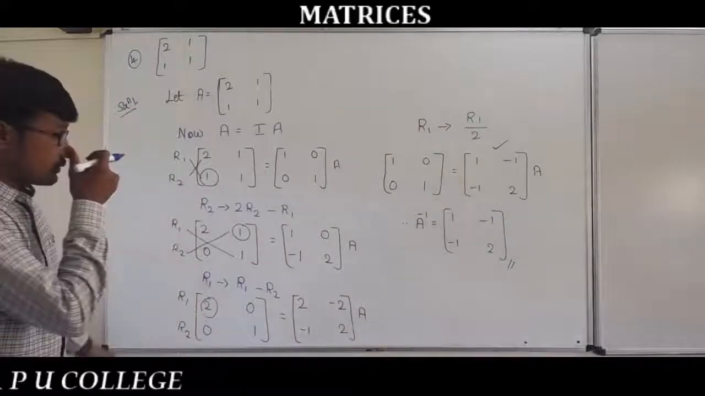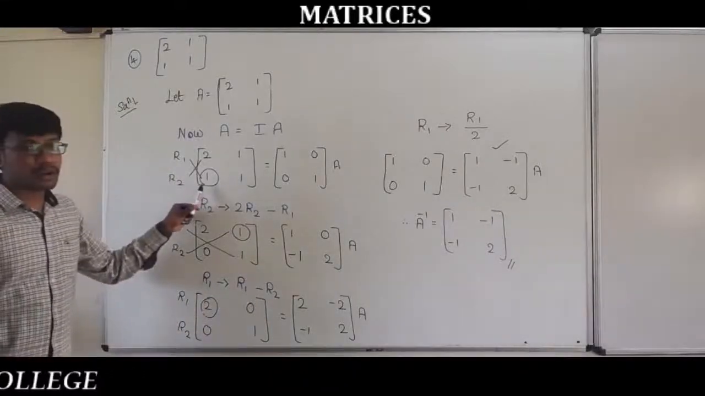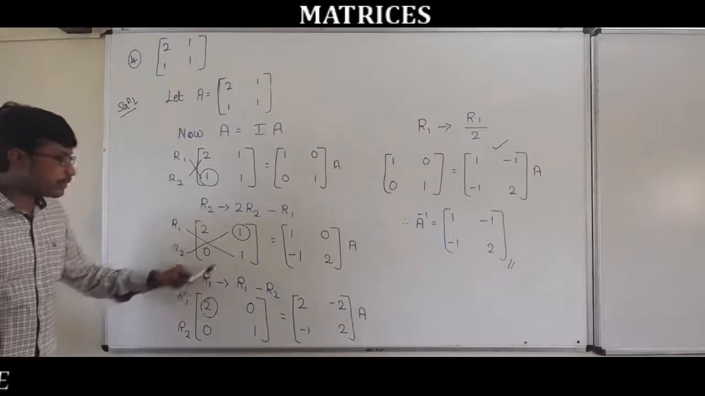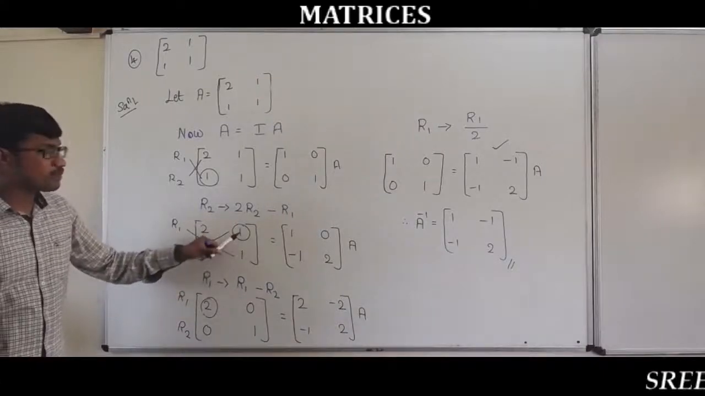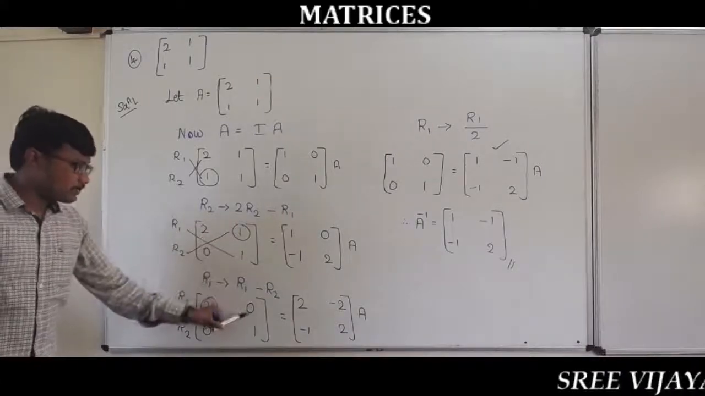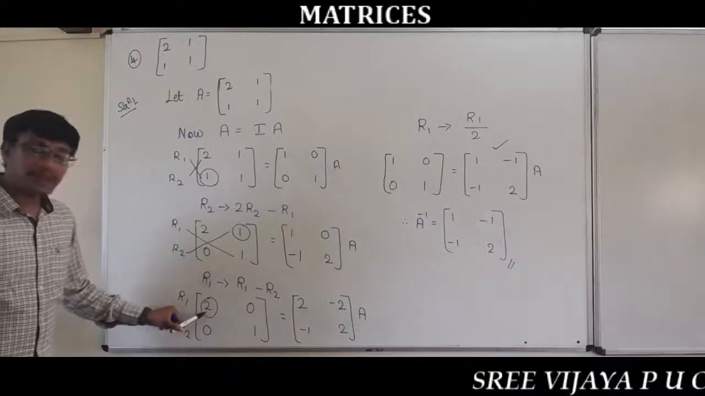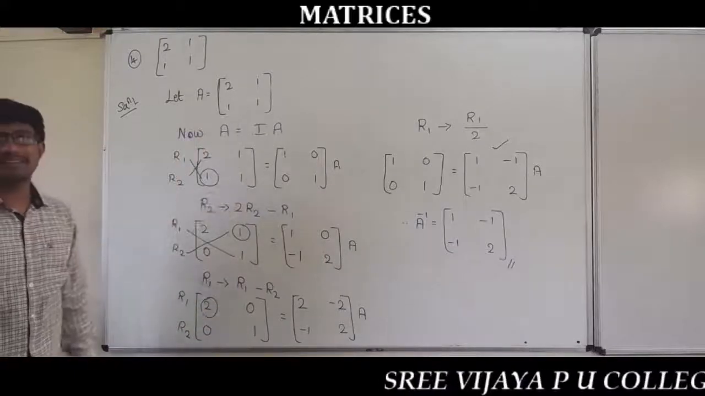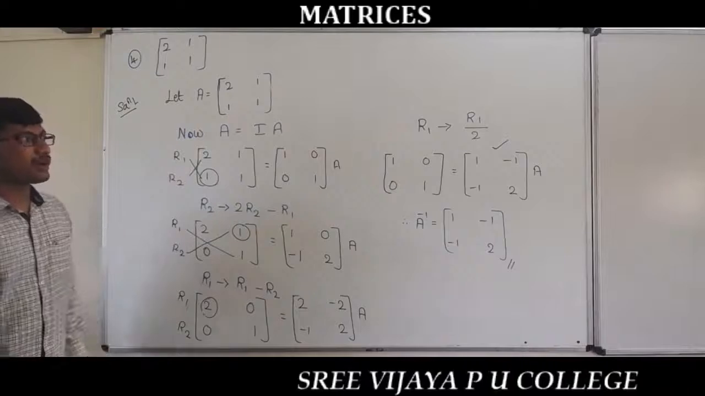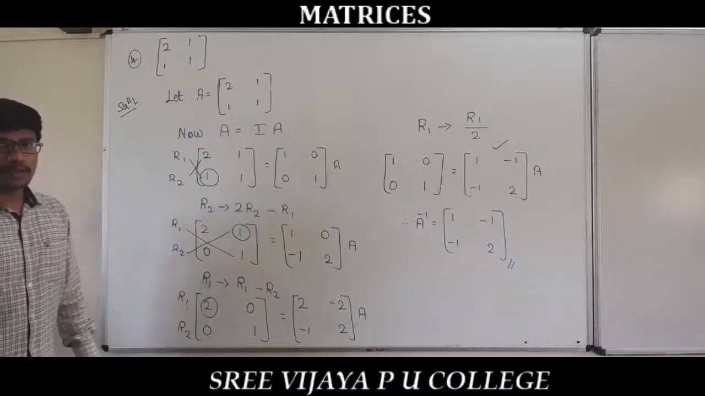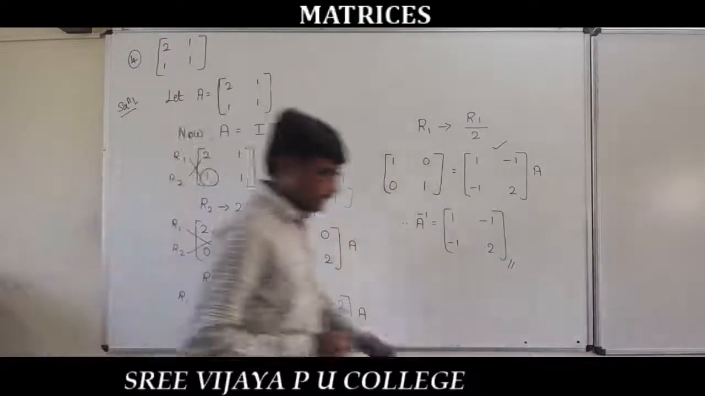Got it? So see, first you are changing R2. Next, you are making R1, because it is already 1, so you can move to the next step here. That is R1. So we got that 0. Now to make it a 1, just divide by that same element. We will get that required answer. Got it? So we can move to the next one.